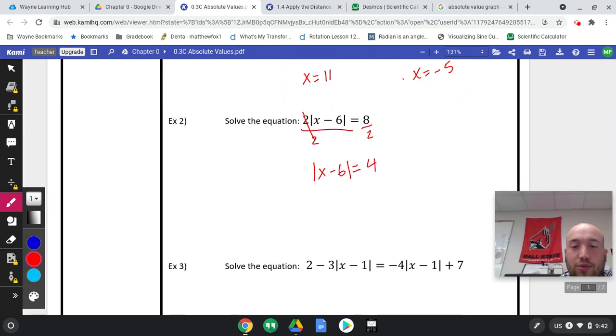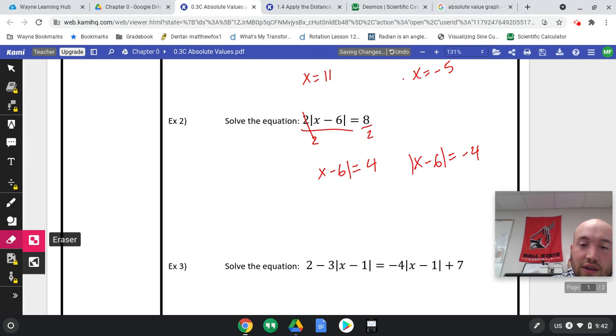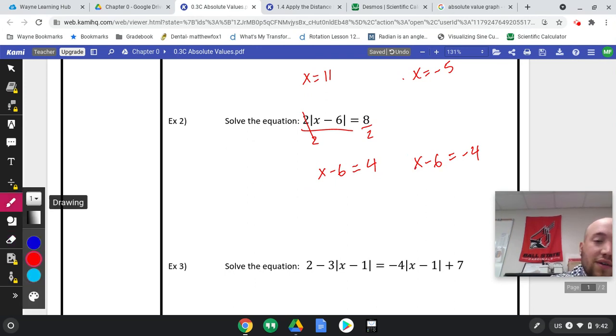Okay. Now at this point, same thing. It's 4 away from 0, so it could be positive 4, as we have there, or I'm going to write it a second time. It could also be negative 4. And if I write it here, then I guess I can remove those. And now all we have to do is add 6. We'll get x equals 10. Add 6. We'll get x equals 2.